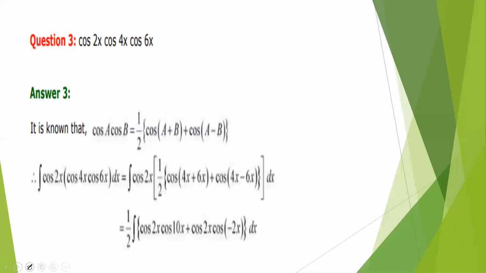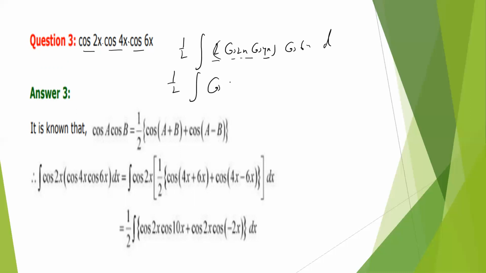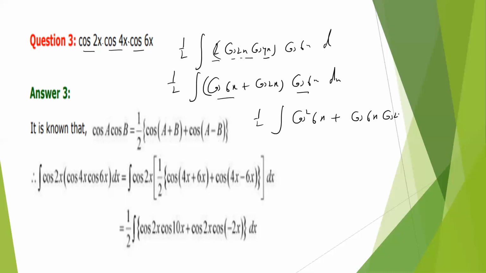Clear? And here also it is a product of three trigonometric functions. So we have to remove the product first. So how can you do that? Divide by 2 and multiply by 2. cos 4x cos 6x. Now use the formula 2 cos A cos B, that is cos(A plus B) plus cos(A minus B). Cos 6x. Now open the brackets. cos 6x into cos 6x, cos²6x, and cos 6x cos 2x.